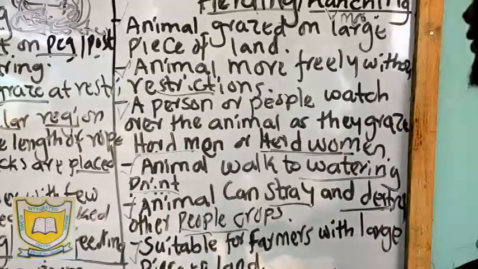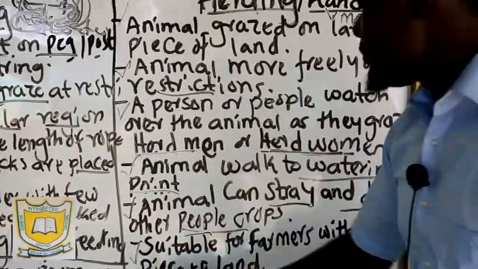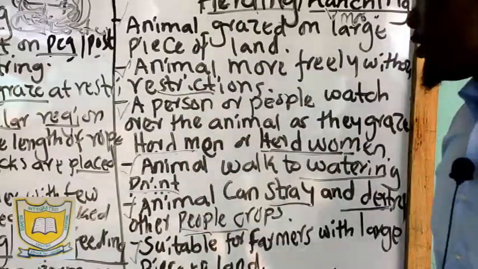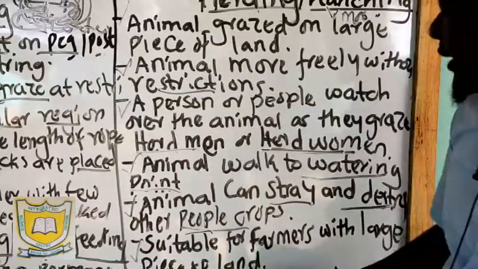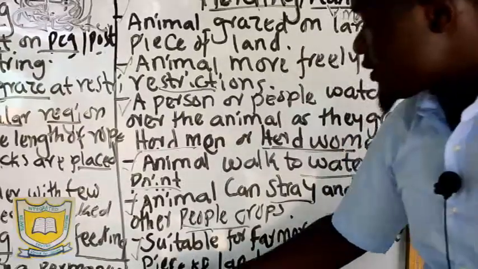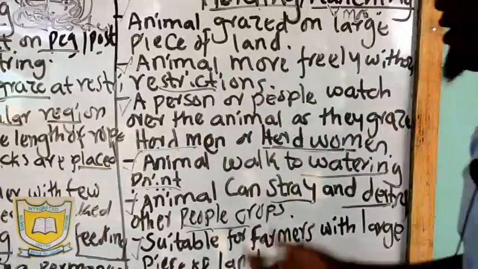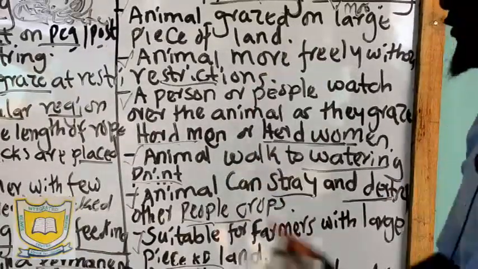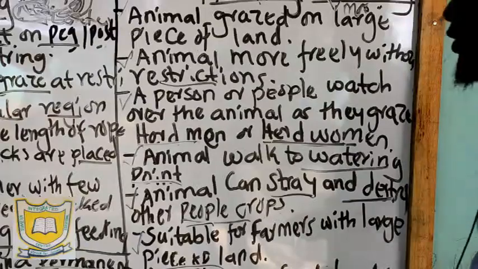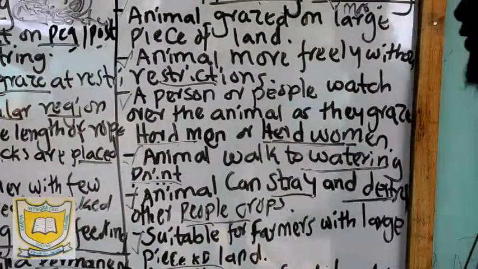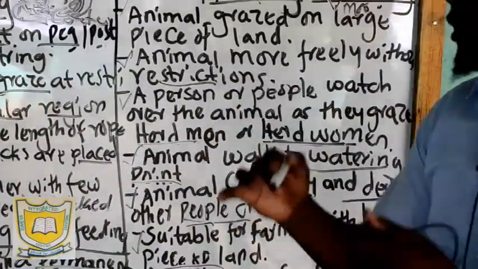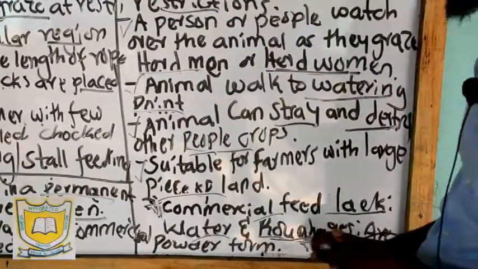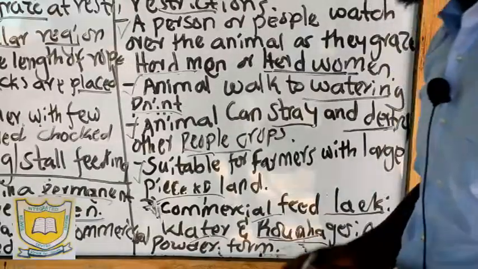Next, it is suitable for farmers with a large piece of land, and also for farmers that have a lot of animal stock. Now, the last point to note, from when we discussed commercial feeds, is that they have some disadvantages. The first disadvantage is that they lack water and also roughages. This is because they are in powder form. When it is in powder form, it lacks water, meaning it is not succulent, and it lacks roughage.